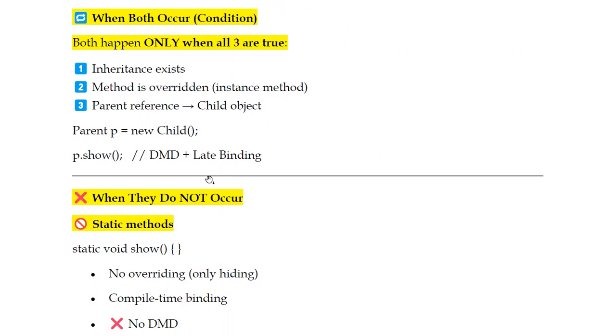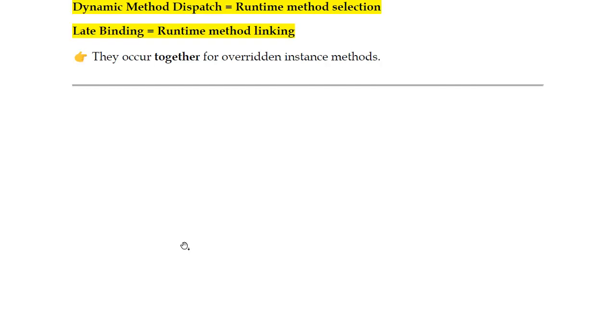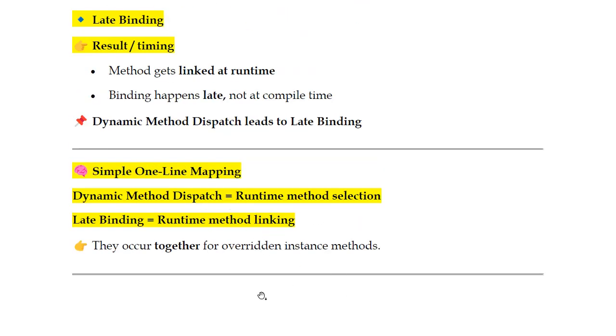Inheritance is a must: you should override. Inheritance means you have to first extend that class, and afterwards you have to override that method. Based on the parent reference only, the child object's method should be implemented. So here, dynamic method dispatch is deciding which method should be called. Afterwards, late binding, the method is connected or invoked, and that method will be executed. This is a combined process, DMD plus late binding. Dynamic method dispatch, based on the object only, invokes late binding and implements that overriding. This is what we clearly mentioned here: runtime method linking, runtime method selection.